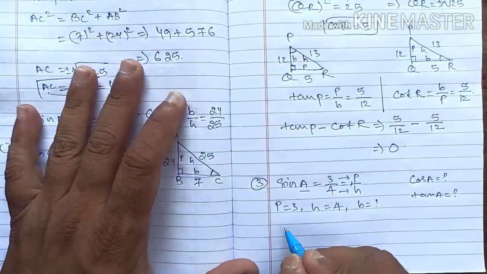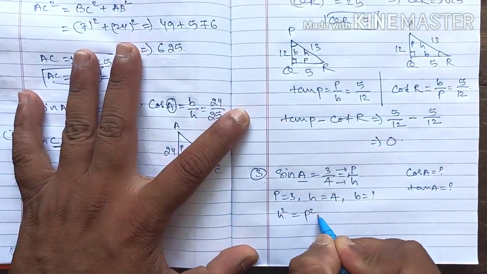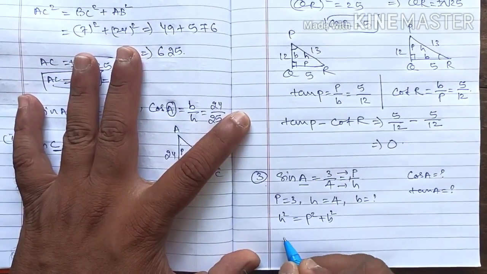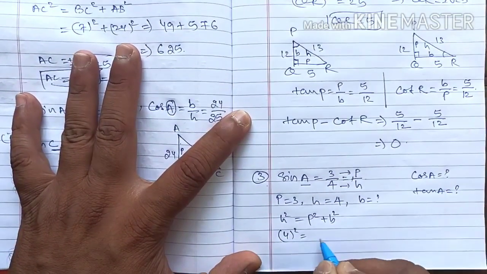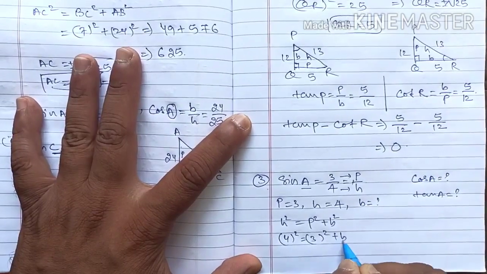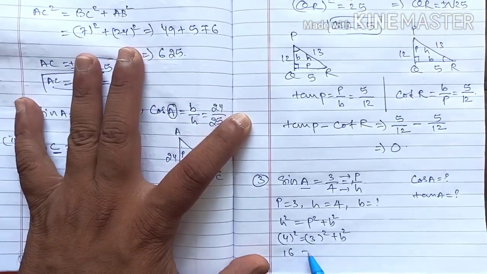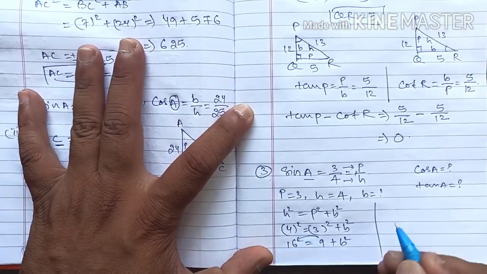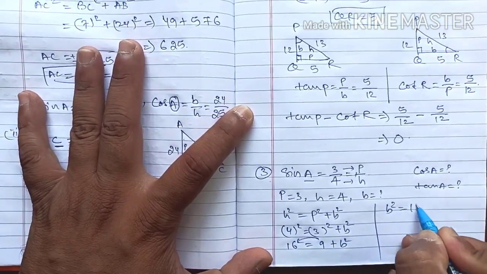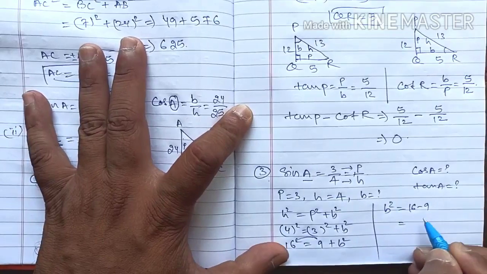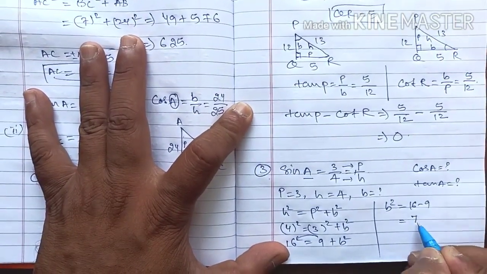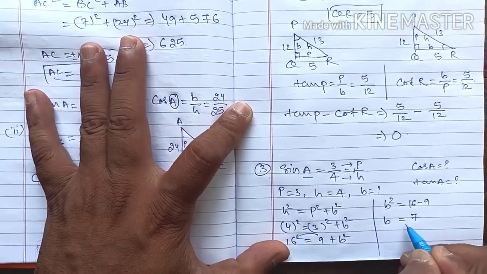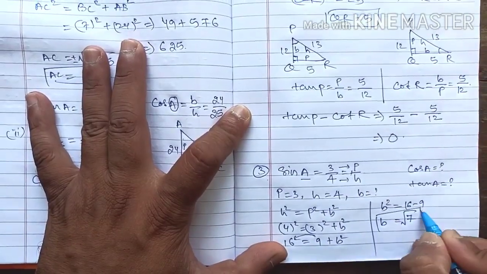According to Pythagoras theorem, H square equals P square plus B square. H is 4 square, P is 3 square plus B square. 16 equals 9 plus B square. Bring 9 this side. B square equals 16 minus 9, which is 7. So B equals root over 7.